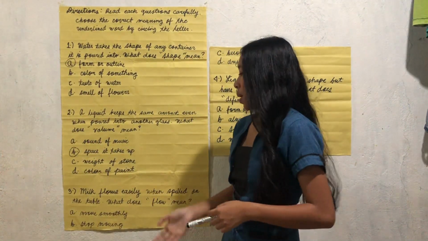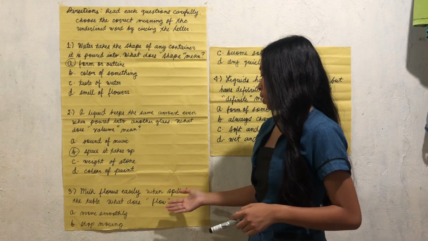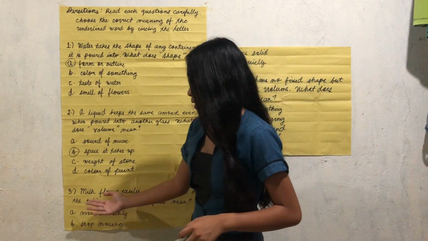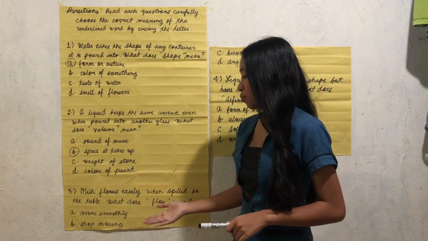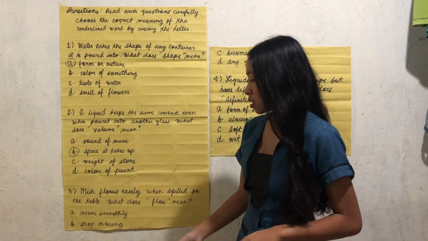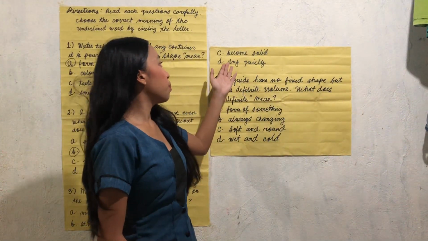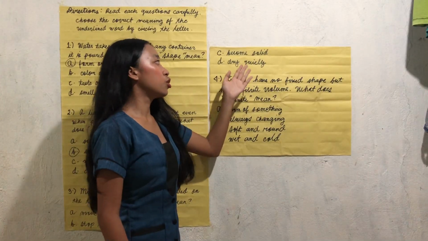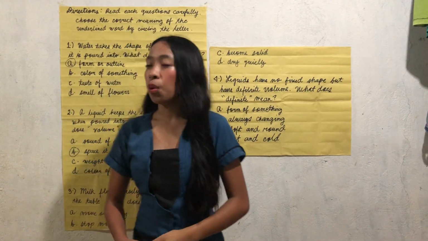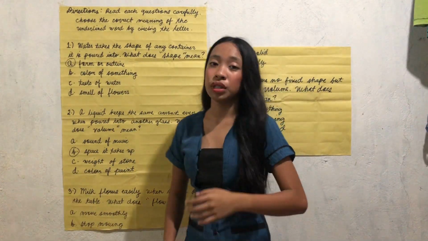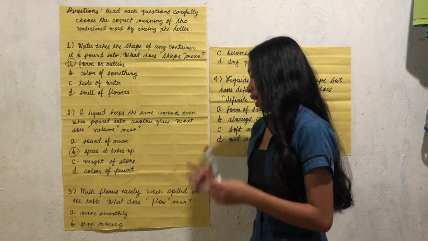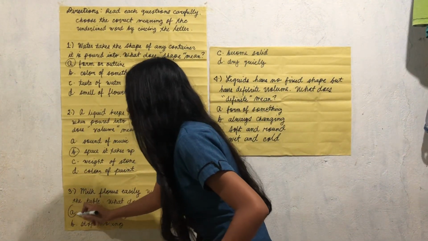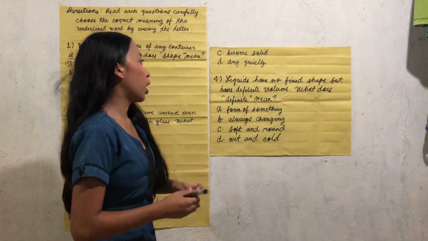Number 3. Milk flows easily when spilled on the table. What does flow mean? A. Move smoothly. B. Stop moving. C. Become solid. And D. Dry quickly. What do you think the answer of number 3 is? It is A. Letter A. Okay, very good.